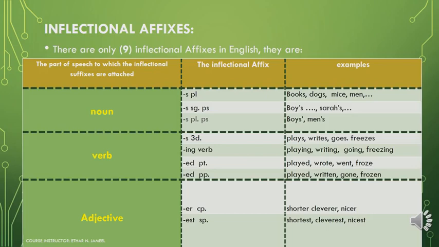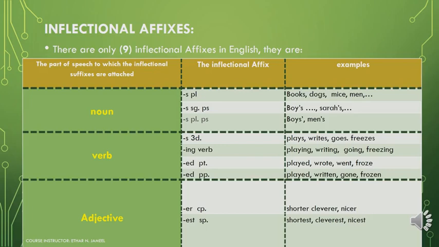These inflectional affixes are attached to nouns, verbs, and adjectives. 3 of them are attached to nouns, 4 of them are attached to verbs, and 2 of them are attached to adjectives. Let's move to the first 3 affixes that are attached to nouns. We have S plural, S singular possessive, and S plural possessive.